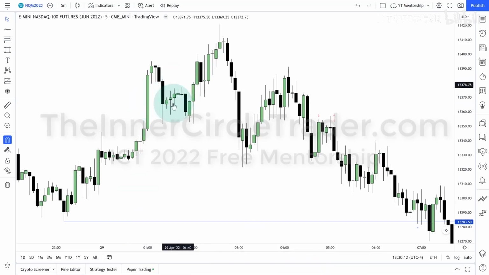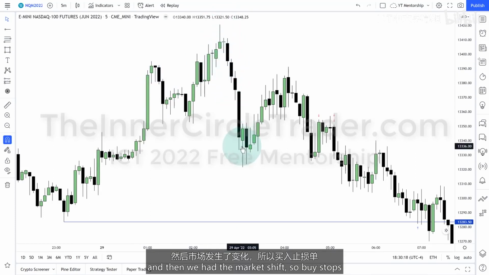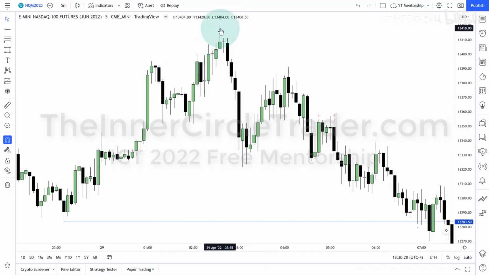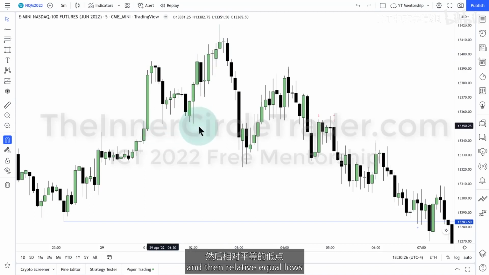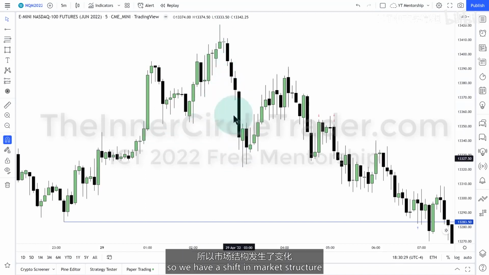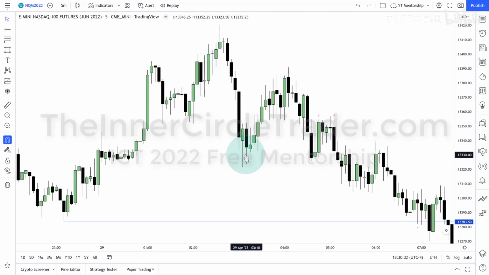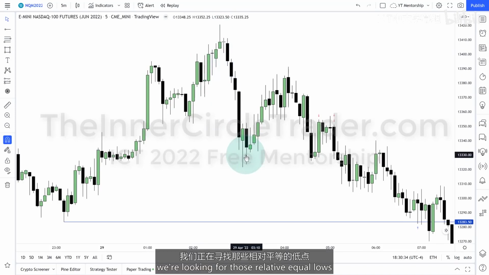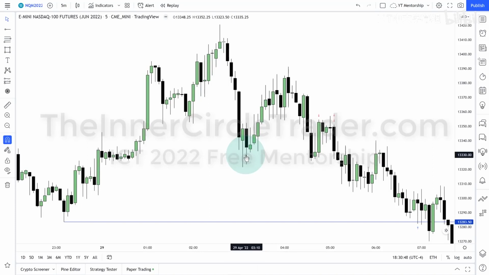All right, so we had this high here. We ran above it, and then we had the market shift. So buy stops taken, breakout traders taken in on the market long, and then relative equal lows broken. So we have a shift in market structure on a 5-minute chart. In a time when it's bearish, we're looking for those relative equal lows to be tagged on the S&P. And this is not the S&P, I understand that. But the expectation is we want to see these two indices go down on the daily chart. So heaviness should be the protocol going into our trading day.